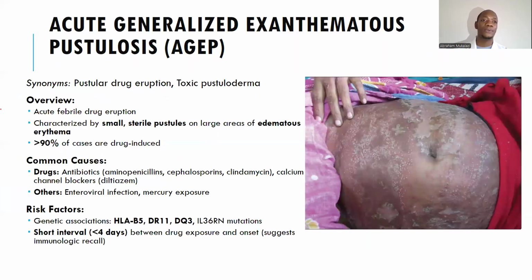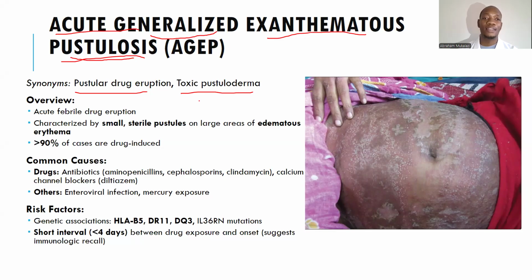So the first one that we commonly see is what we call AGEP, or acute generalized exanthematous pustulosis. This word also gives you the clinical picture of the drug reaction itself. One, it is acute, meaning that the onset is very rapid. Then it is generalized, covering almost the entire body, and it is exanthematous, and you have pustules in there. So it's also called a pustular drug eruption, or even toxic pustuloderma.